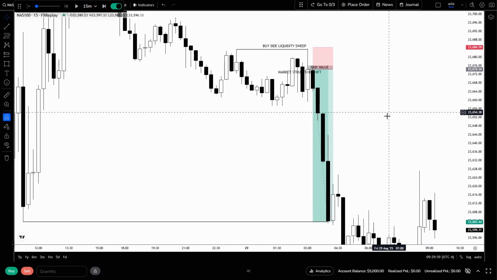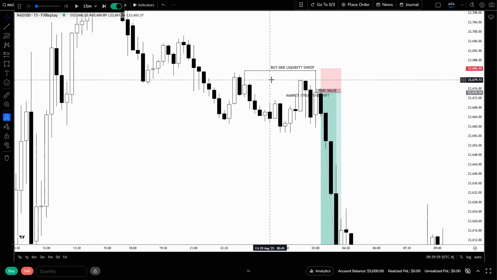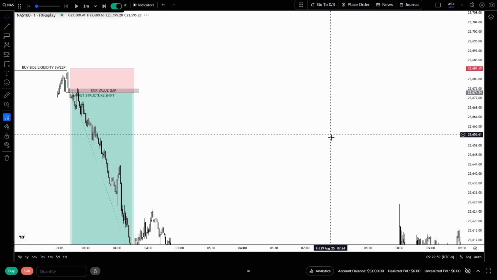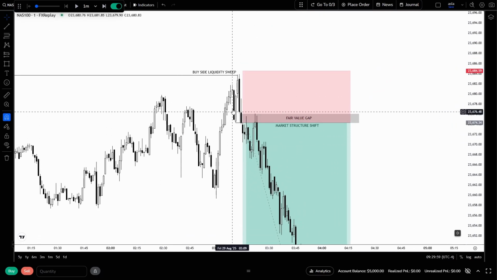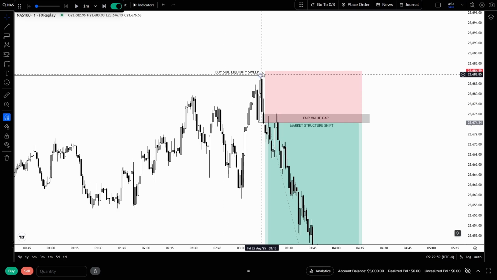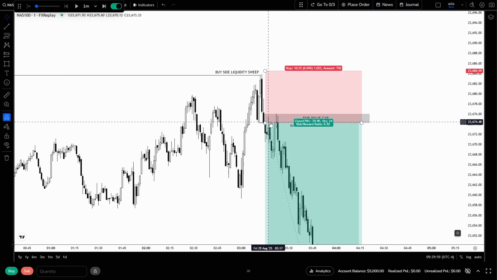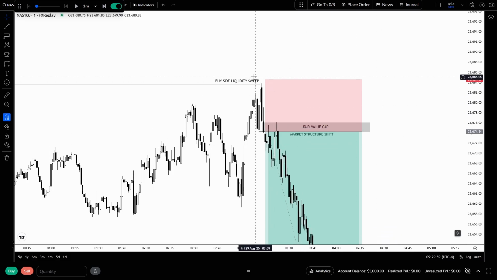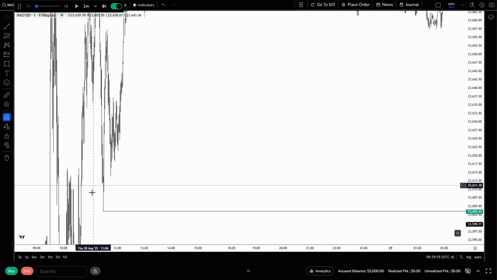Alright, now let's look at the last example. Here we have our buy-side liquidity sweep, and right after that, we get a small market structure shift. Market generates a low, then sweeps the buy-side liquidity and immediately displaces back below the low, leaving behind a fair value gap. We're going to take a short entry inside that fair value gap, stop loss placed above the high, and target set at these lows.